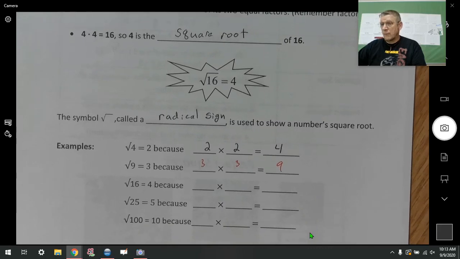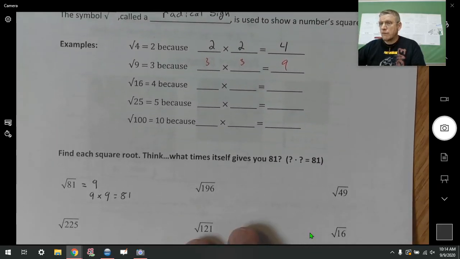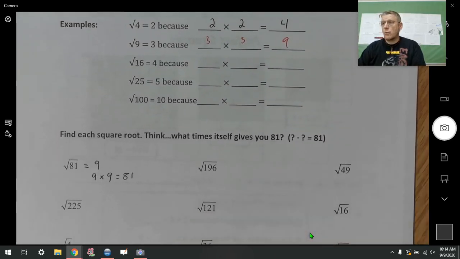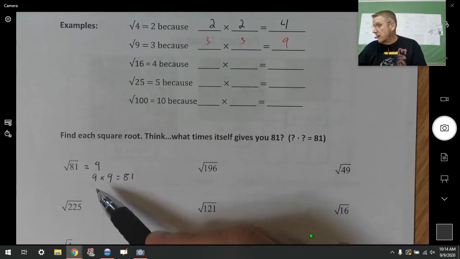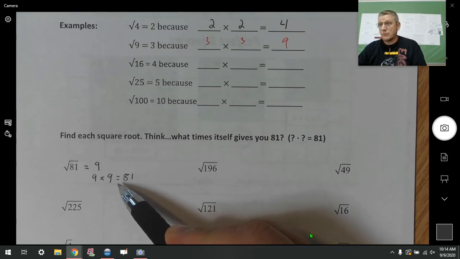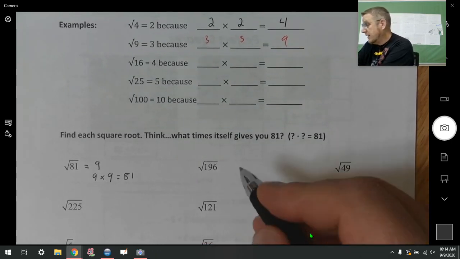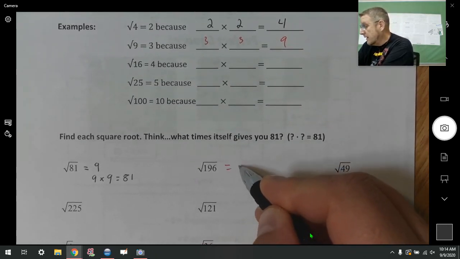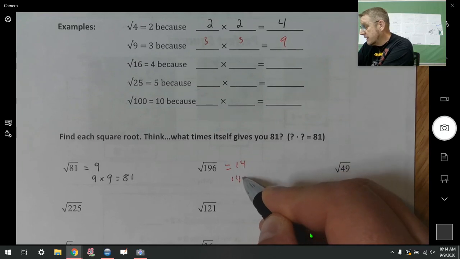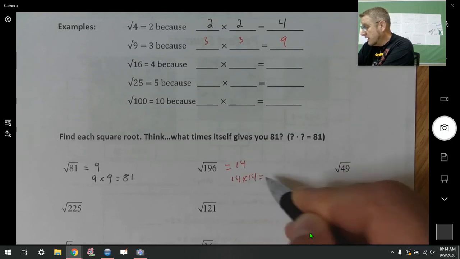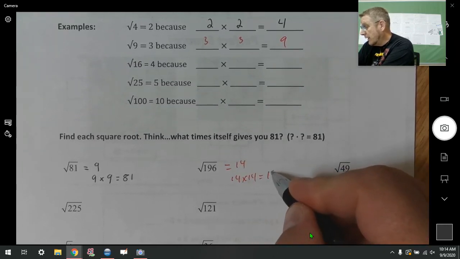So if we look down here at the bottom, find each square root. Think, what times itself gives you 81? So the square root of 81 equals 9 because 9 times 9 equals 81. The square root of 196 is 14 because 14 times 14 equals 196.